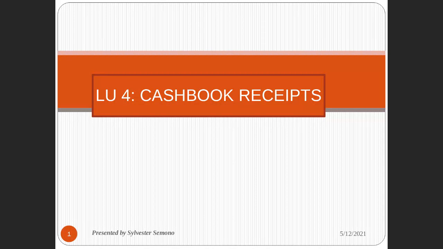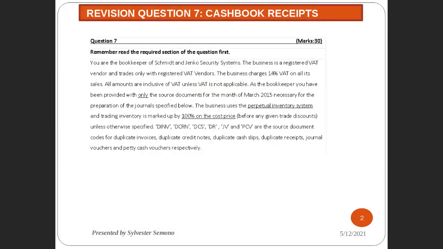Okay, so this is the question that I want us to discuss, guys. Let me just zoom a bit. This question is based on the subsidiary journals. To be specific, I'm going to focus on the cash book receipts. Like I said before, our test 2 will comprise of cash book receipts, cash book payments, and the petty cash, together with the ledger accounts and the trial balance that I'm going to show you. The trial balance is not that difficult.